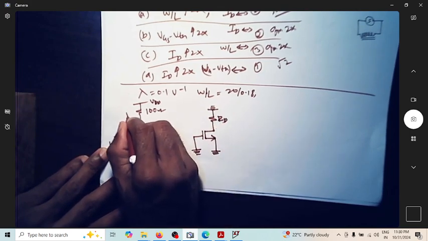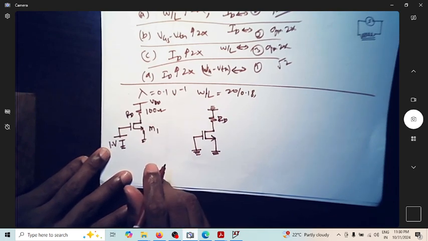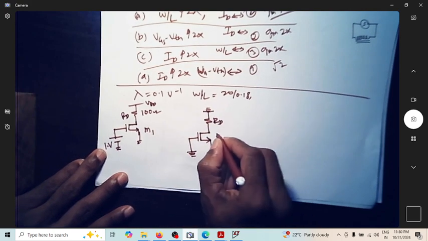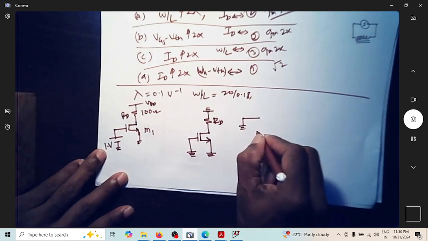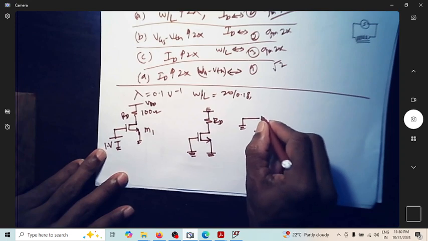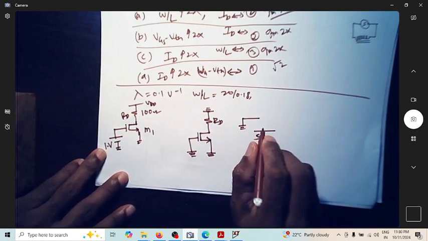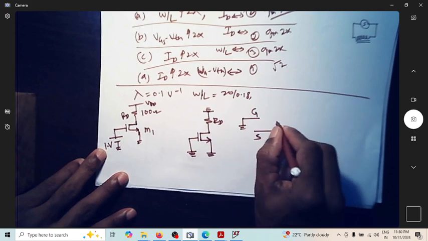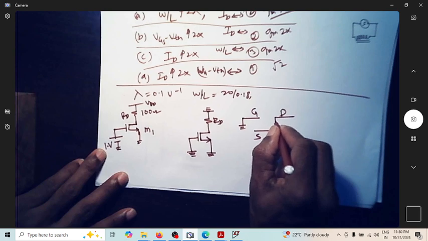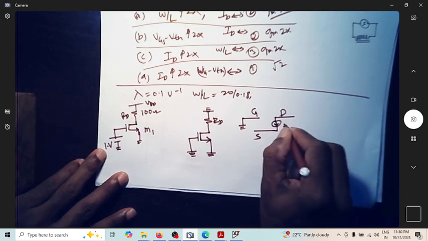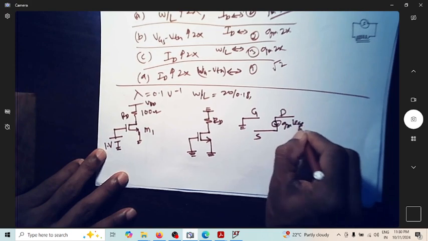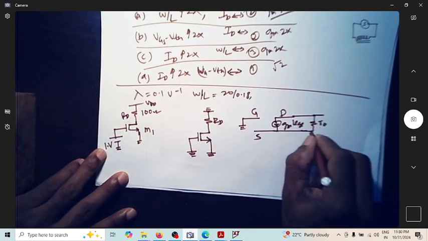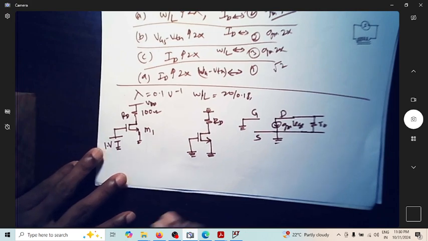This is RD. This has become 0. So next I have to write the small signal AC equivalent of this MOSFET. Now the gate is grounded. This is the source, and I have this as the gate here. This is the drain, which has gm into VGS as my current source, and this is R0. This is the small signal model.